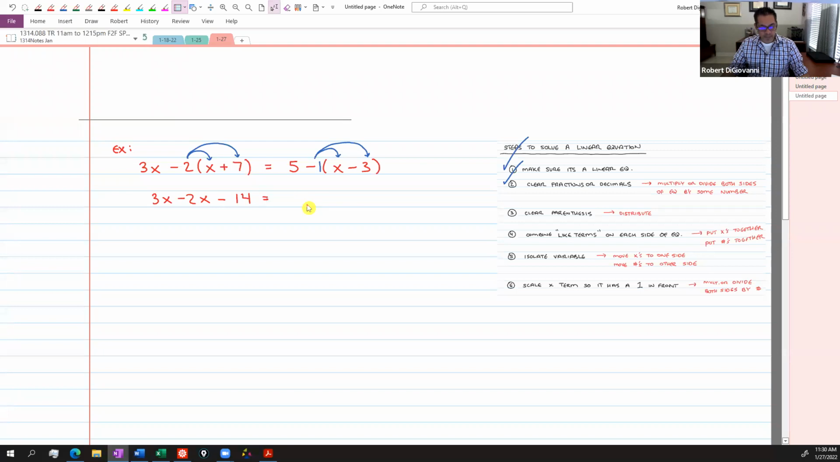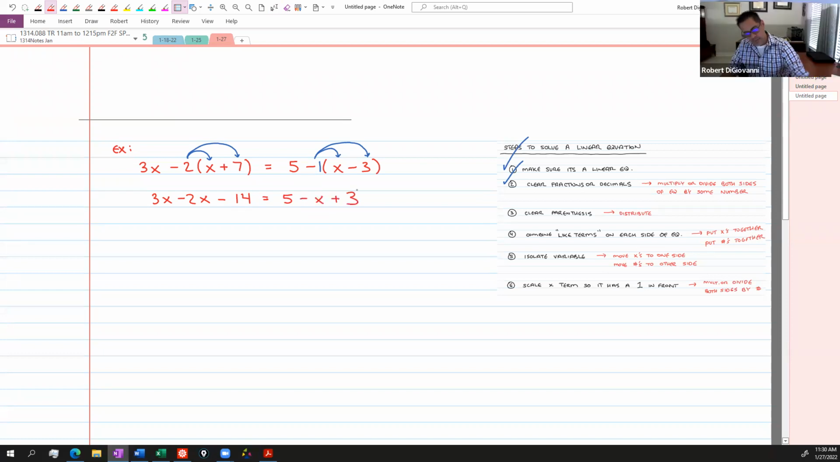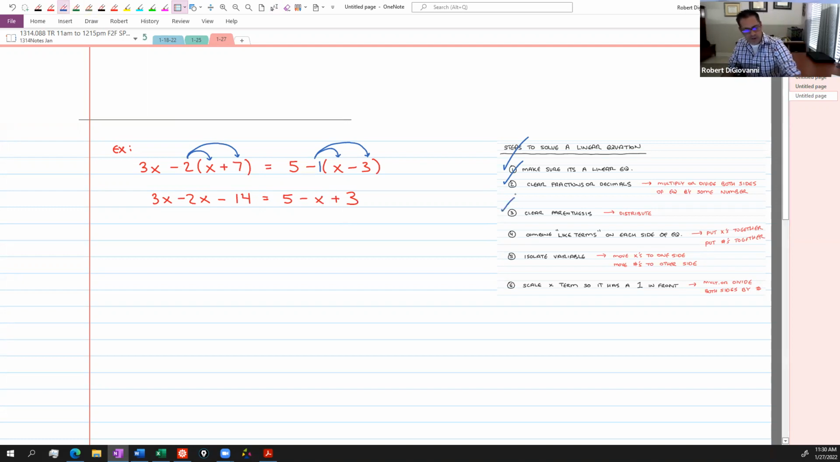Yes. Okay, on the other side, I got 5 minus x plus 3. There you go. Perfect. Good job. Everyone see that? Clearing the parentheses, just make sure that when you multiply negative times a negative, you get positive. And if they have different signs, it stays negative. Okay, we've cleared the parentheses. Good, good. Now we're going to combine like terms.